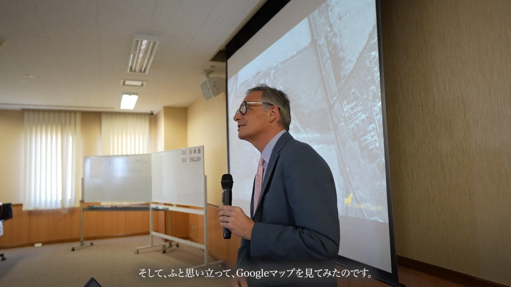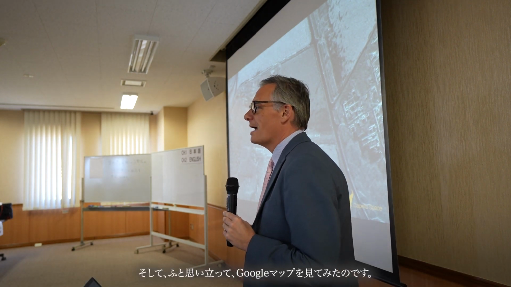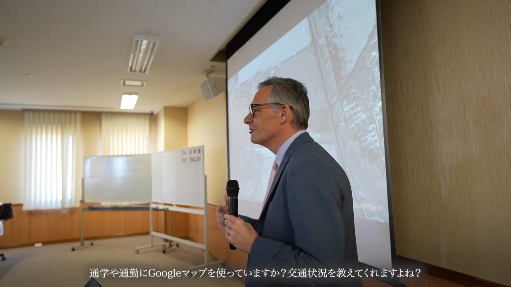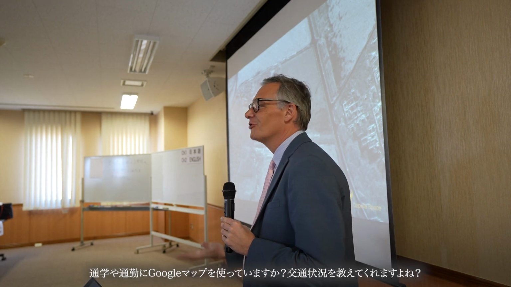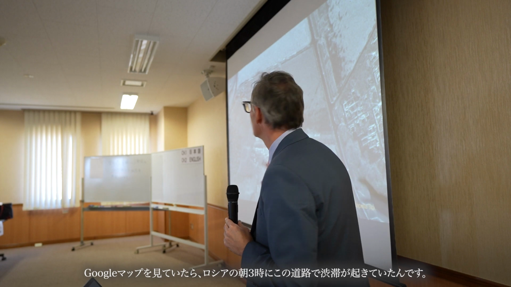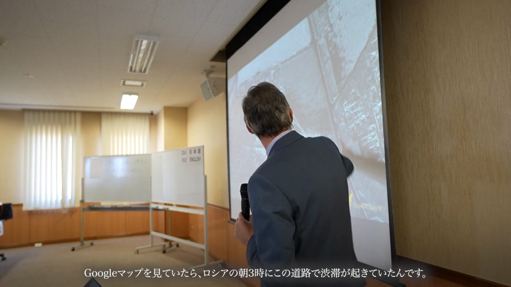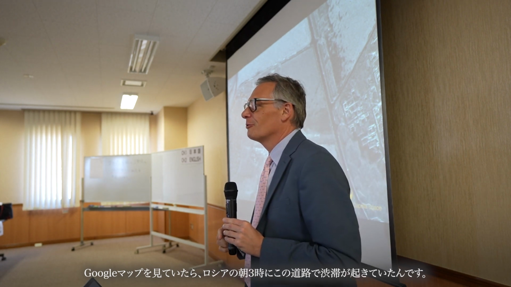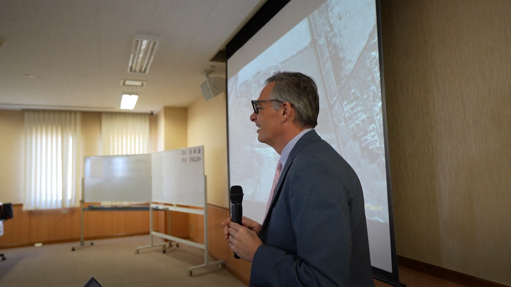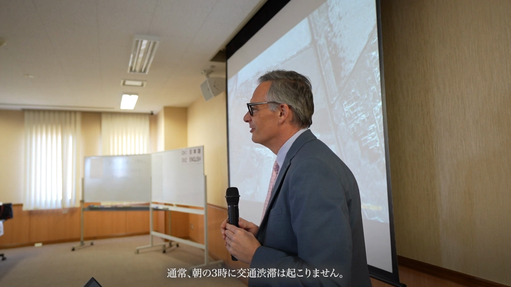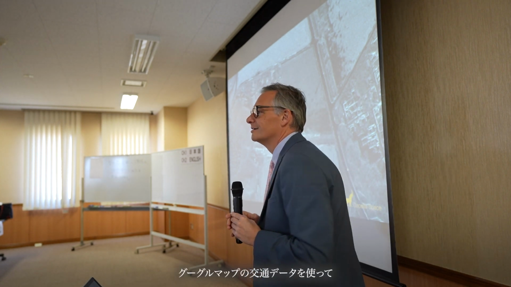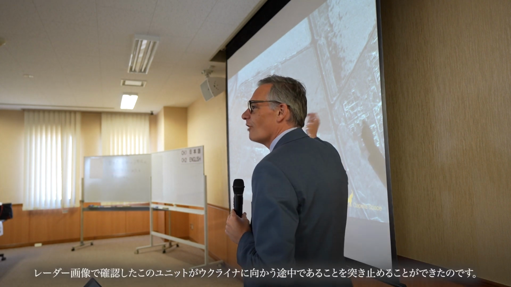Then it occurred to us to look at Google Maps. Do you use Google Maps to get to school or to work? It tells you the traffic, right? Well, we were looking at Google Maps and we saw on this road right here, at 3 o'clock in the morning in Russia, a traffic jam. There usually aren't traffic jams at 3 o'clock in the morning.